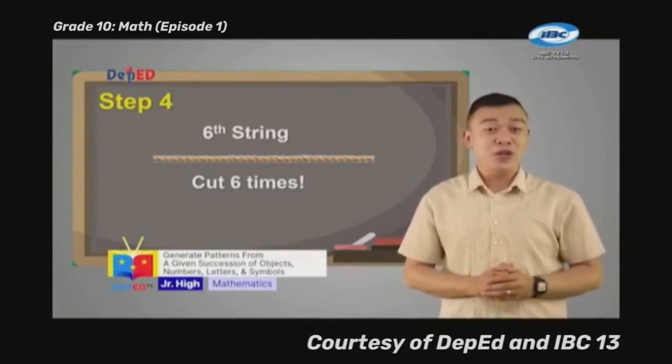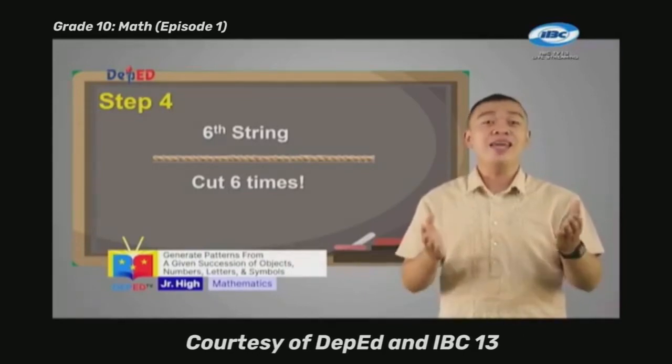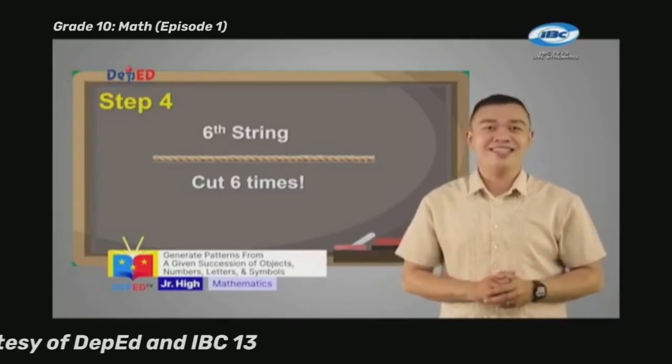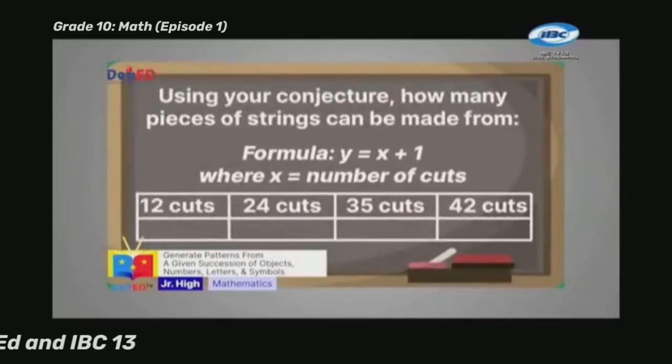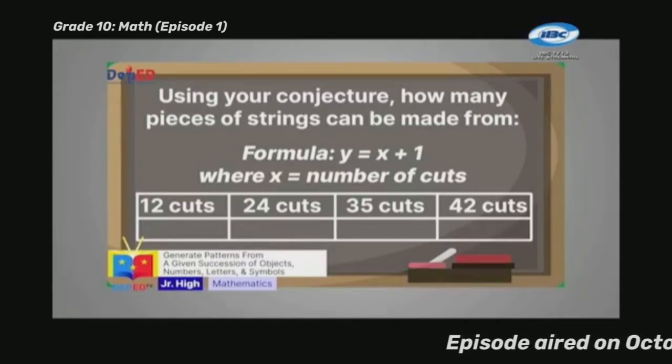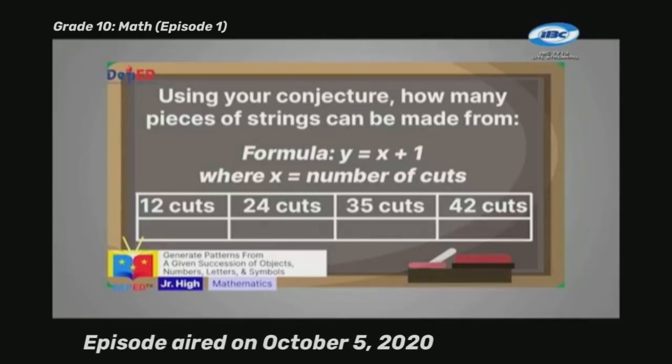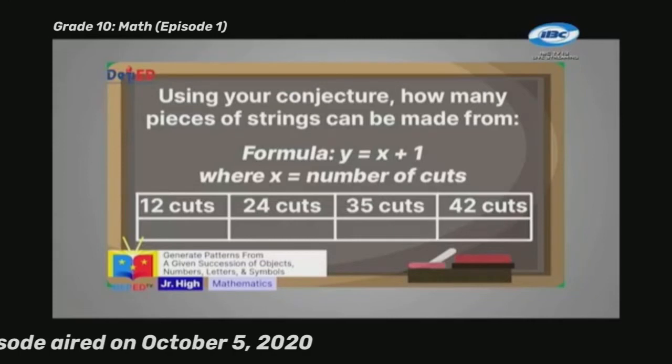Use a formula or equation in your conjecture, where y is the number of pieces and x is the number of cuts. Using your conjecture, how many pieces of strings can be made from A. 12 cuts, B. 24 cuts, C. 35 cuts, and D. 42 cuts. Show your solutions using the table. You have 10 seconds for each box. Go on and try.